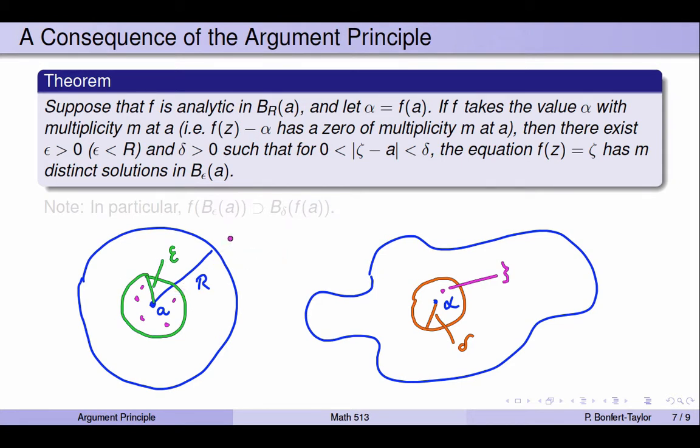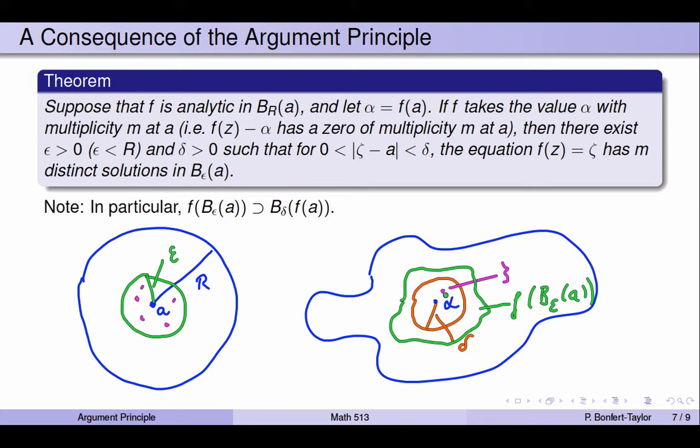Now, in particular, this means that the image of this epsilon ball under f must contain the delta ball, because every point in the delta ball has preimages in the epsilon ball. So the entire epsilon ball gets mapped at least onto, but if not, on something bigger than the delta ball. So this theorem is a little bit confusing in its statement.